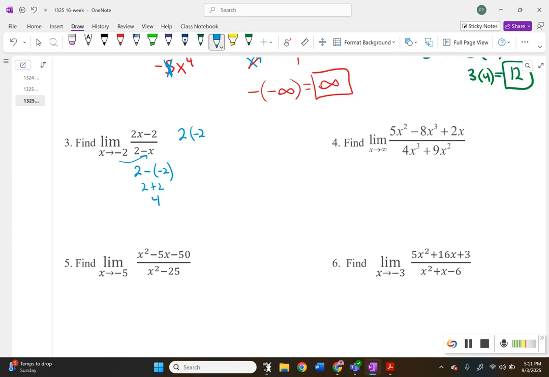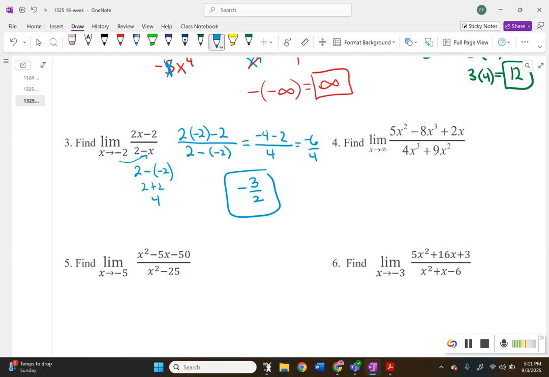So 2 times negative 2 minus 2 over 2 minus negative 2. So this is going to give me negative 4 minus 2 over 2 plus 2, which is 4. So that's negative 6 over 4. And that reduces, I could take a 2 out of both. So that's going to be negative 3 over 2. That's my limit.